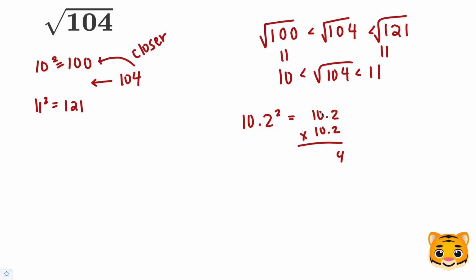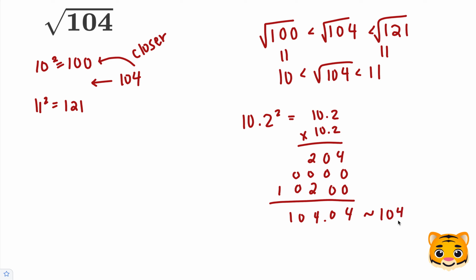2 times 2 is 4, 0 times 2 is 0, and 1 times 2 is 2. Add a 0 for the next row since it's multiplied by 0, and then do the last row. 1 times 2 is 2, 1 times 0 is 0, and then 1 times 1 is 1. Adding these together, we get 104.04, which we can approximate to 104.